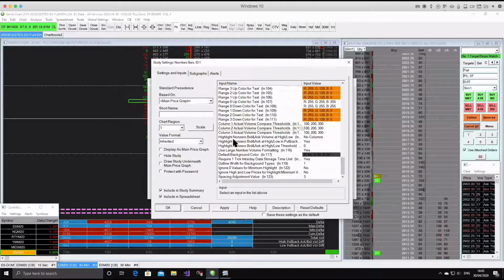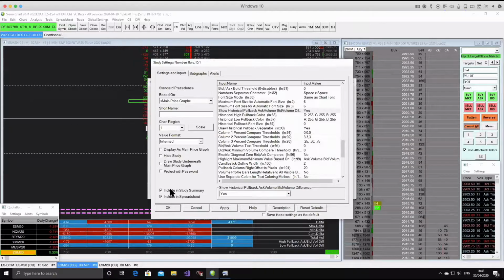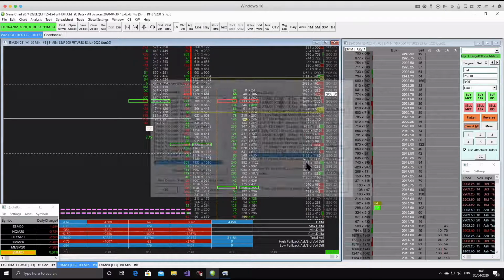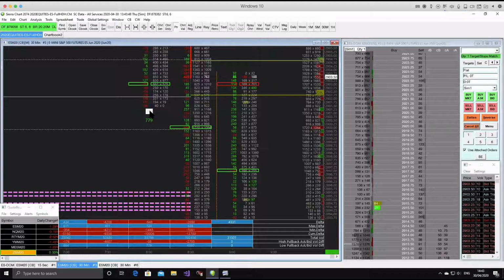by selecting the input, show historical pullback, ask volume, bid volume difference, yes. It will put it in, and it's putting them in here. 779 is the same. Yeah.